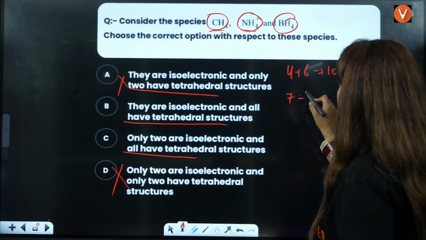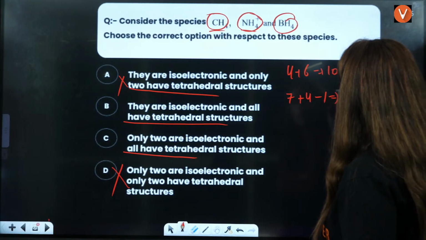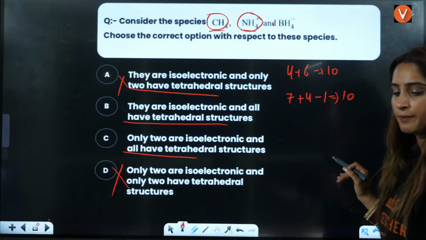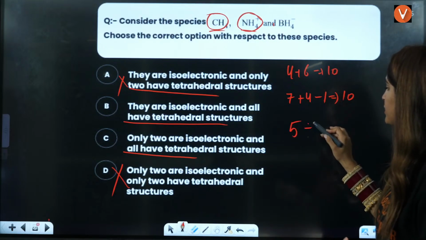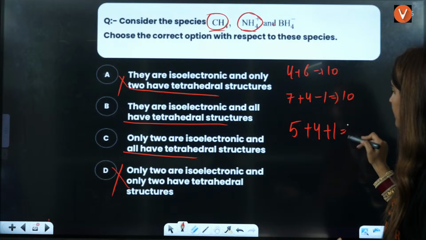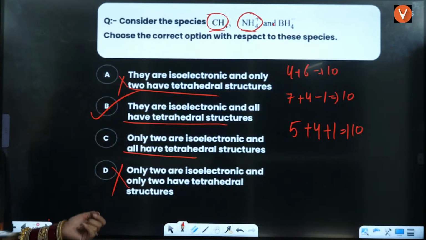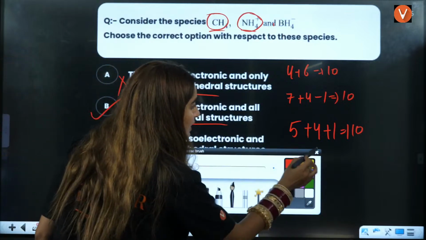This is 7 plus 4 minus 1, again that is 10 electrons. This is boron. Boron is what? Hydrogen, helium, lithium, beryllium, boron. 5 plus 4 plus 1, that is again 10. So all are isoelectronic in nature. So the answer is B.